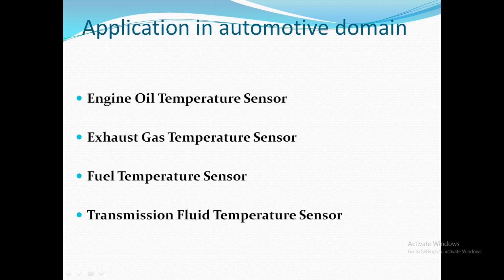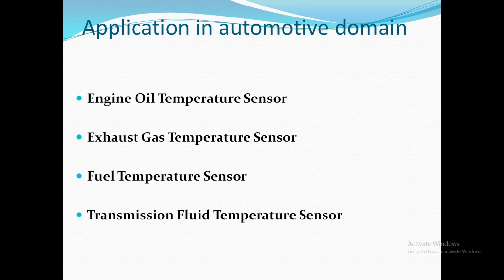The next is the exhaust gas temperature sensor. The exhaust gas temperature sensor usually employs a platinum measuring resistor. Information from this sensor is used to regulate the exhaust gas recirculation system in an engine. This sensor is mounted in the exhaust system of the engine. The measuring range is usually from -40 degrees to +1000 degrees Celsius.